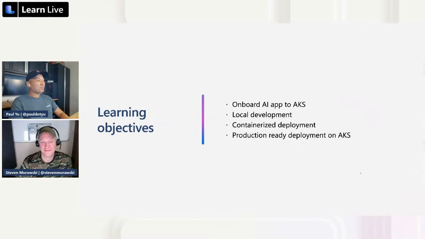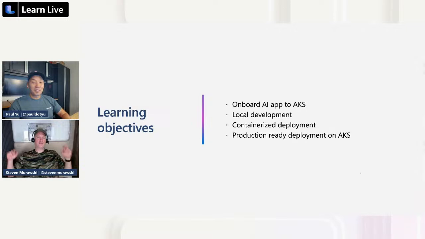So what are our learning objectives for today? We're going to be onboarding an AI app to AKS, and we're going to take an iterative approach to this because here's the scenario, and I'm sure this might resonate with a lot of people out there, especially DevOps engineers or platform engineers. The scenario is this: you get an application that gets dumped on your lap.